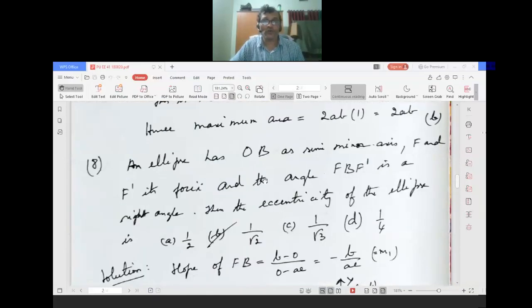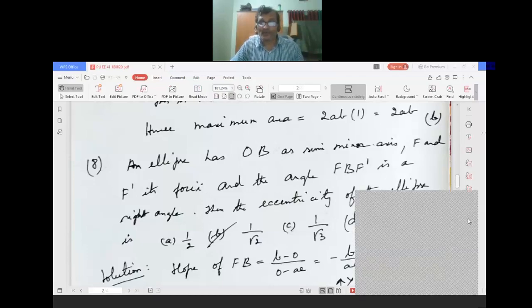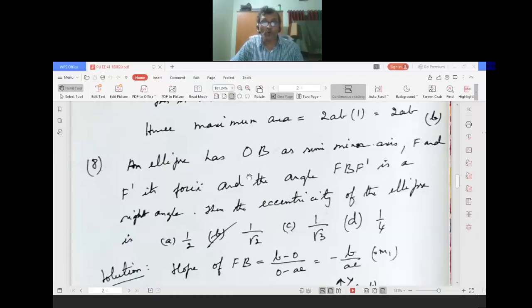Okay, now I go to the next question, question number 8. An ellipse has OB as semi-minor axis, F and F dash its foci. So this is the major axis, this is the minor axis. Semi means half of that.